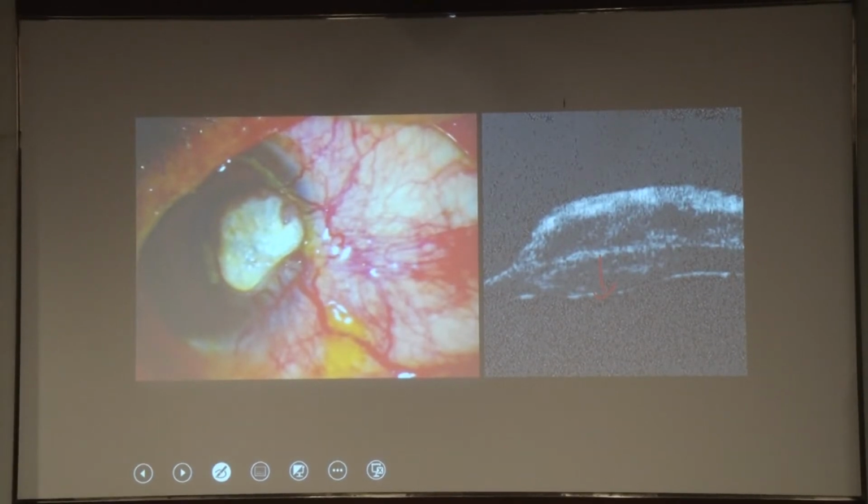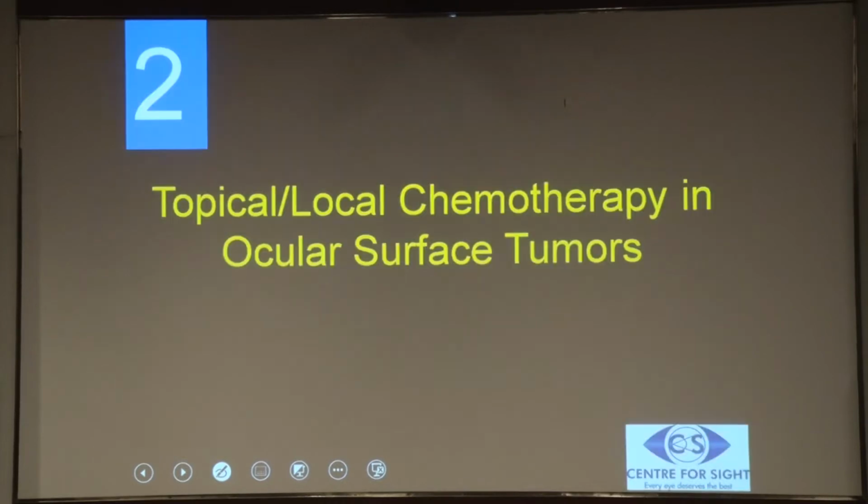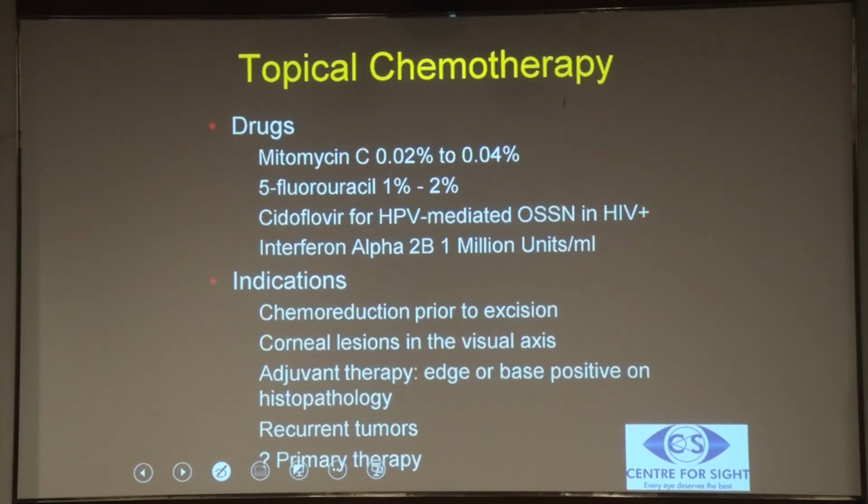So depth of the lesion can be determined by either anterior segment OCT or UBM. All these patients have had UBM mainly because we suspected intraocular extension, which they all have. That doesn't mean that you enucleate them, you can always plaque them. Now, coming to the most important modality of managing epithelial tumors, topical therapy, topical chemotherapy or immunotherapy.